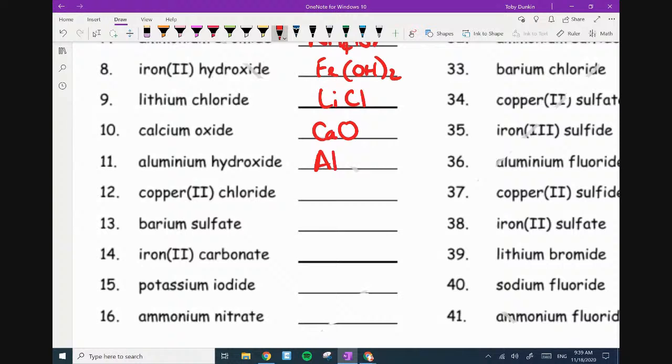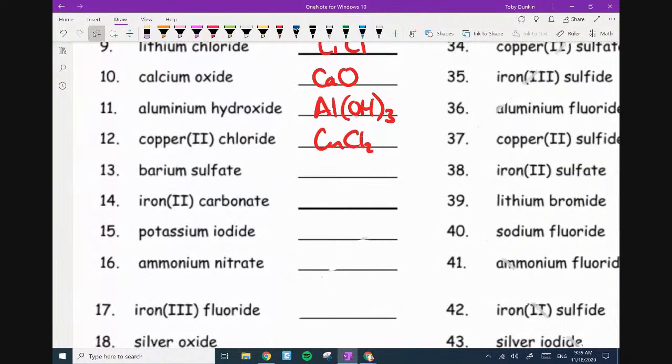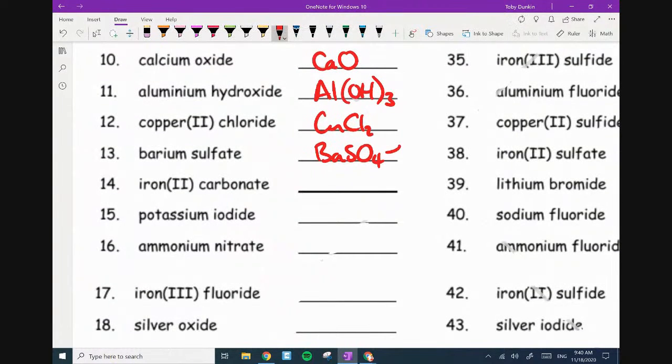Aluminium hydroxide, Al3+, OH1-, cross and down, brackets required. Copper 2 chloride, CuCl2, because the coppers are +2 since the Roman numeral. Barium sulfate is BaSO4. You'll learn that one. It's a solid, a white solid. That's one that you'll have to learn there at GCSE. That is a white precipitate, a white solid, insoluble.